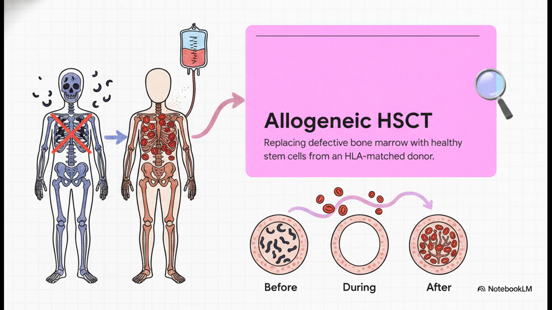You destroy the patient's defective bone marrow using chemotherapy, and you replace it with healthy stem cells from a matched sibling donor. If it works, the body completely resets its red blood cell manufacturing line and starts producing healthy, normal hemoglobin.